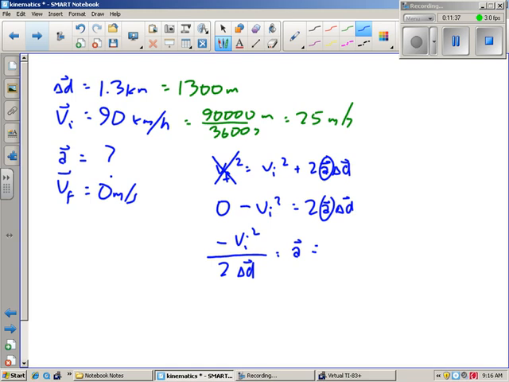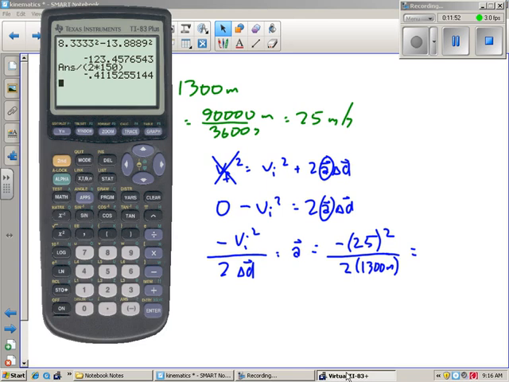So let's plug our numbers in here. We got negative 25 squared over 2 times 1.3 kilometers or 1,300 meters. Watch this one on the calculator, okay? Because this one, although it has one less variable, actually is probably harder to do on the calculator. We're not squaring everything here. What are we squaring?